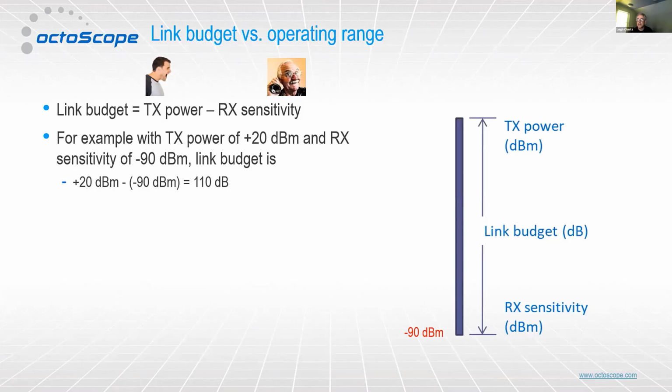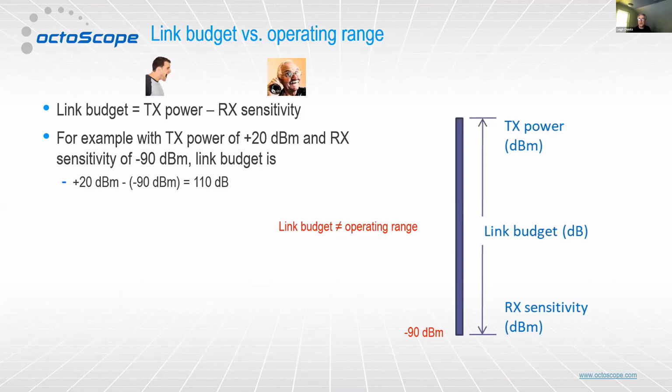A picture like this is a very good way of thinking about a link budget. Again, we start off at the top here with transmit power, and then we have the full link budget going all the way down to the bottom, which is our negative 90 dBm. That's the minimum possible signal that we can receive and still make any sense of it. Anything below that, we can't hear it. So that's the full link budget.